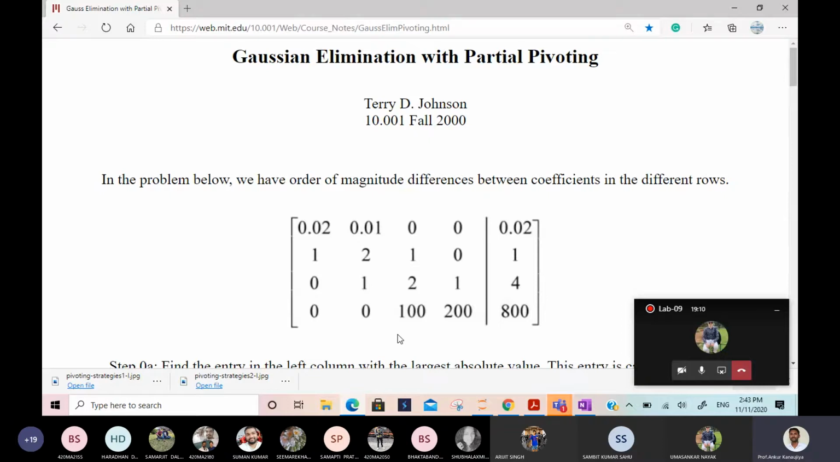So no, even if you will not take mod, it doesn't matter. But if it is negative, we have to take the mod. First take the mod of all entries and find the maximum. So which one is the maximum entry in the first column? 1. So 1 is the maximum entry.